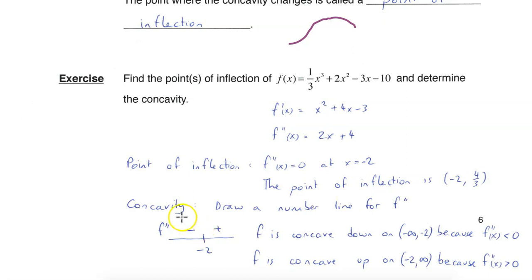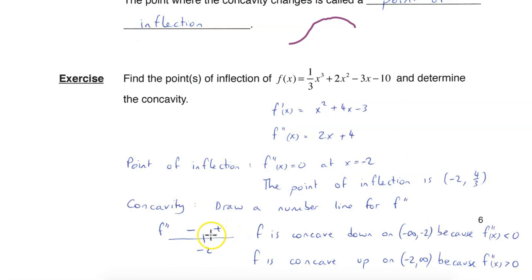For concavity, we are definitely going to want to draw a number line, and on that number line we are going to show every place where f double prime is either 0 or undefined, because these are places where the concavity could change. In this first example, there is only one such value of x, it's x equals negative 2, so our number line is going to be split at x equals negative 2, and now we just need to pick a sample number below -2 and a sample number above -2 and see whether f double prime is negative or positive.